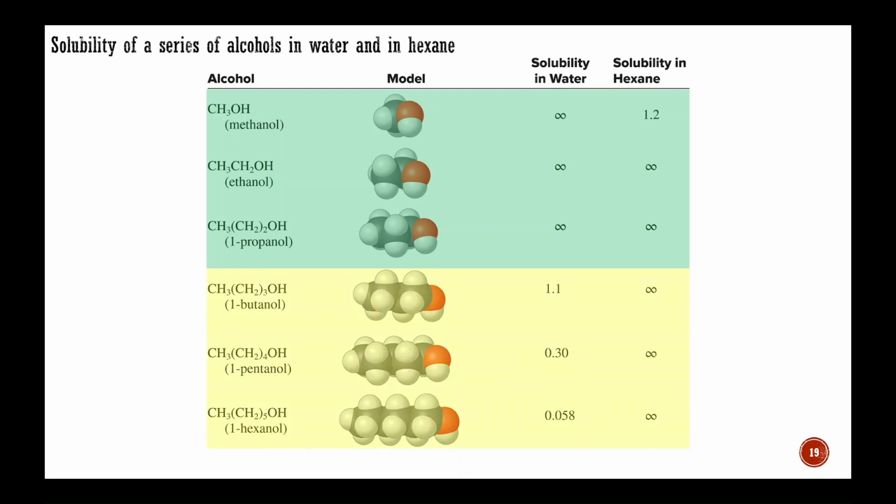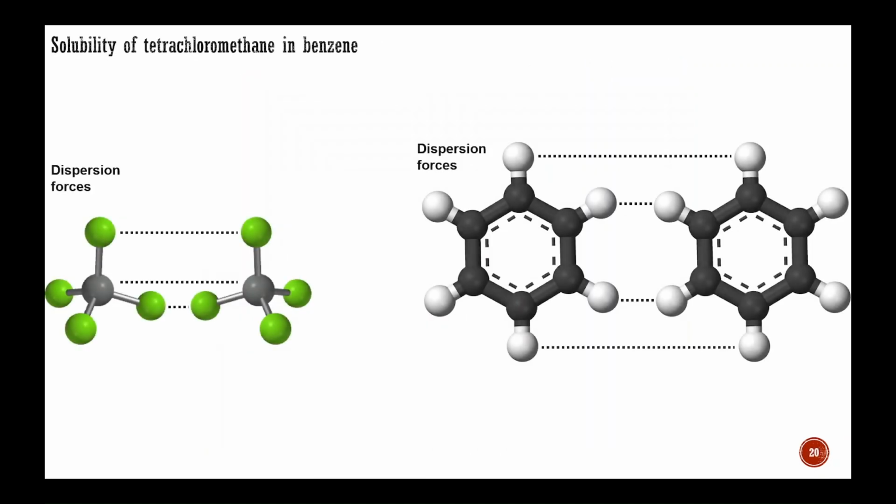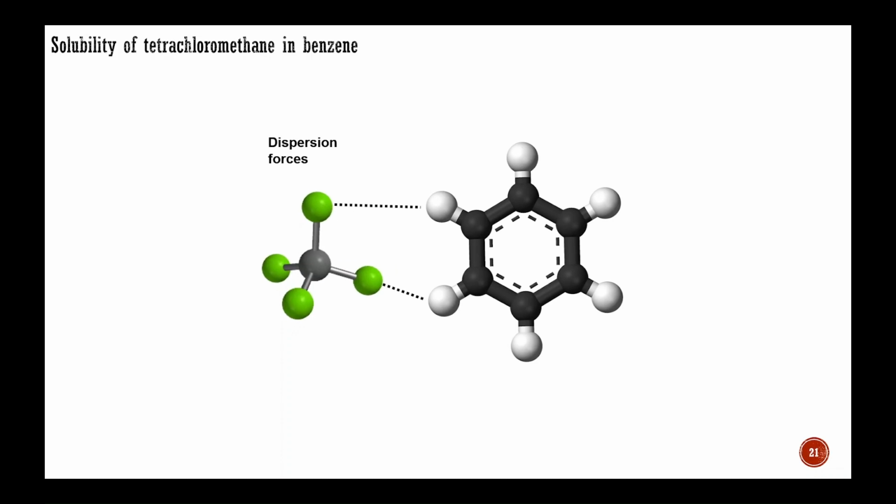However, as the hydrophobic aliphatic chain grows in the succeeding alcohols, dispersion forces become more prominent. As a result, the solubility of higher alcohols in water diminishes, and they become miscible with nonpolar liquids like hexane. Similarly, tetrachloromethane and benzene are nonpolar liquids, and the only intermolecular forces present in these substances are dispersion forces. These two liquids also readily dissolve in each other because the attraction between tetrachloromethane and benzene molecules is comparable in magnitude to the forces between molecules in pure tetrachloromethane and pure benzene.